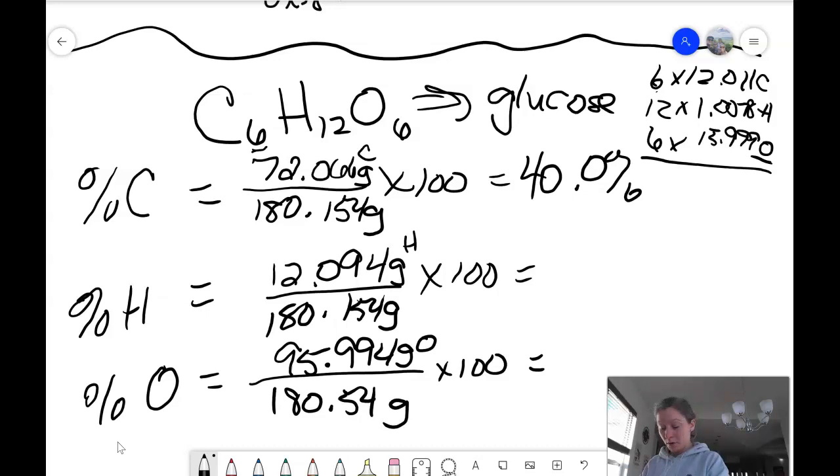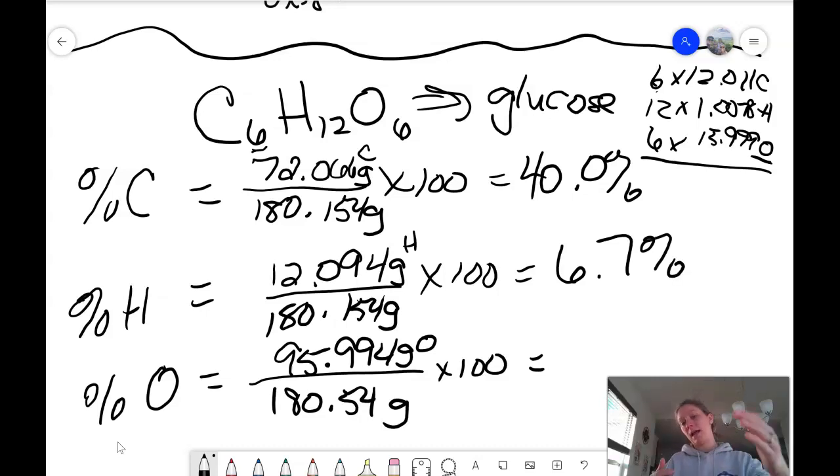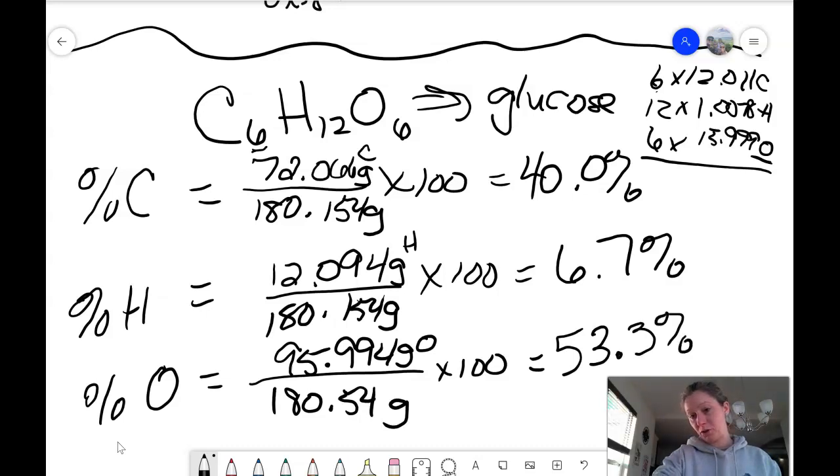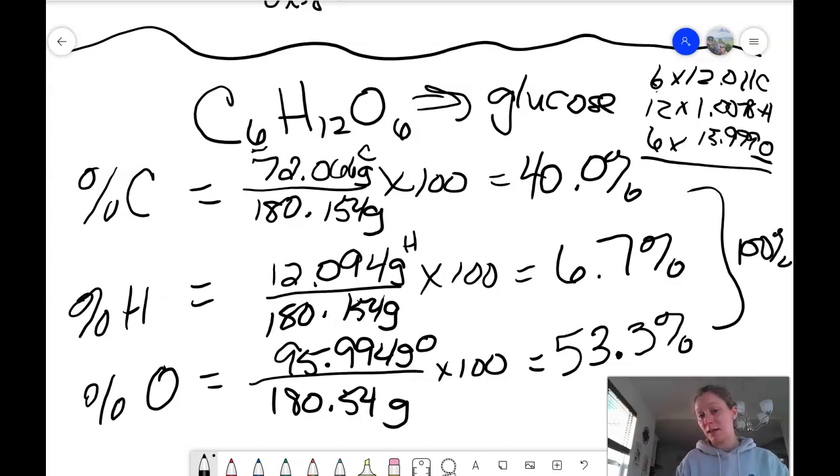The hydrogen is 12.094 divided by the total, 180, roughly. You should get about 6.7% by mass. And then you could add the two of those up and subtract them from 100 to get the percent oxygen, or you can go through the division and do 95.994 divided by the 180 and get 53.3%, which all of these should add up to 100%. And then you have your percent composition of carbon, hydrogen, and oxygen in glucose.